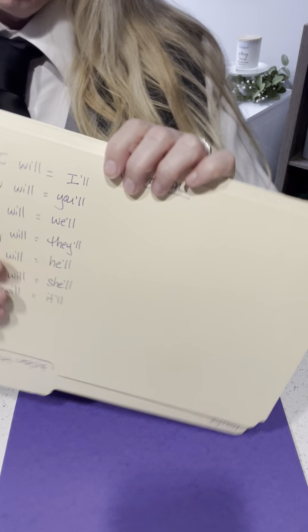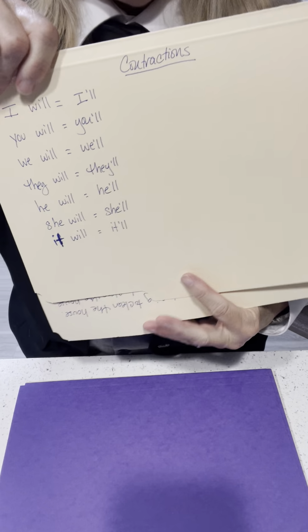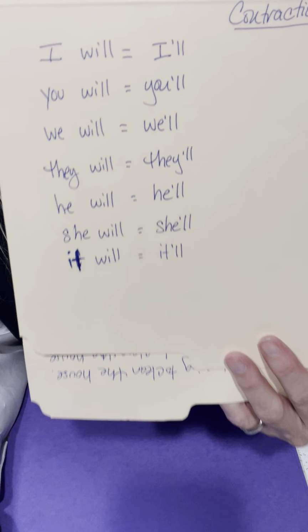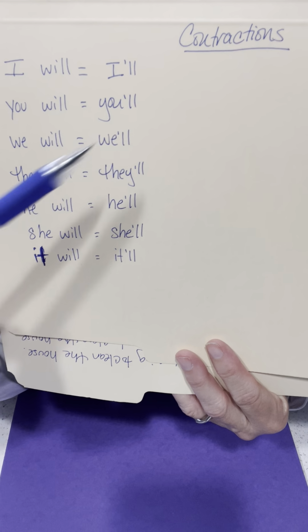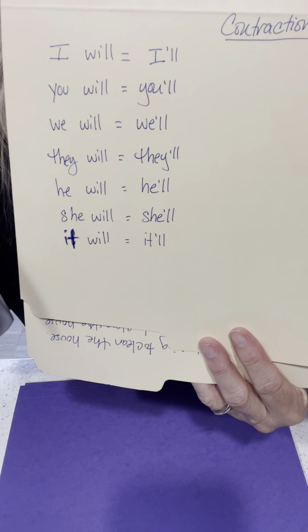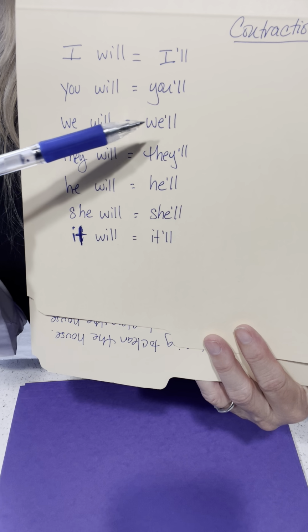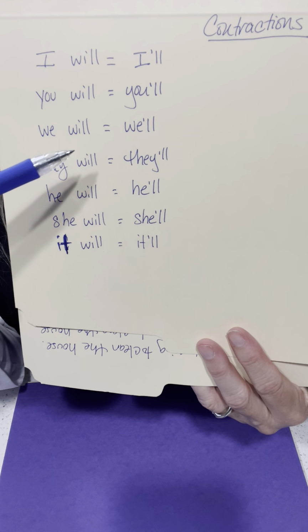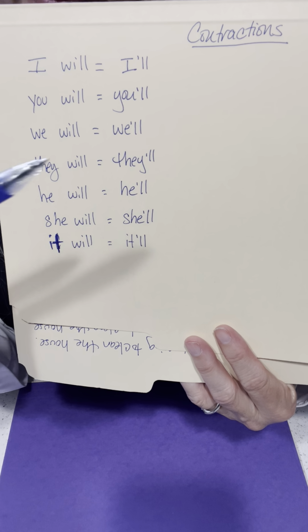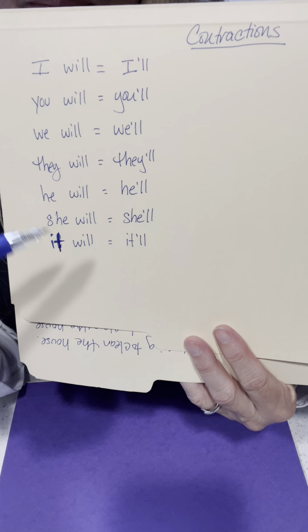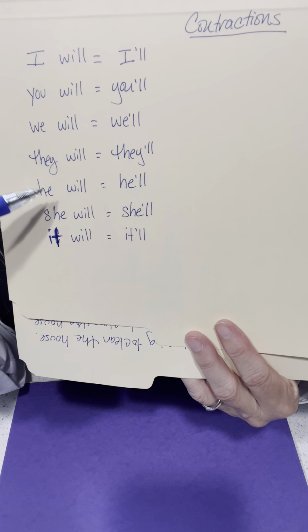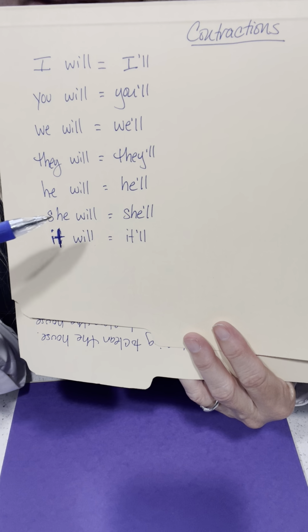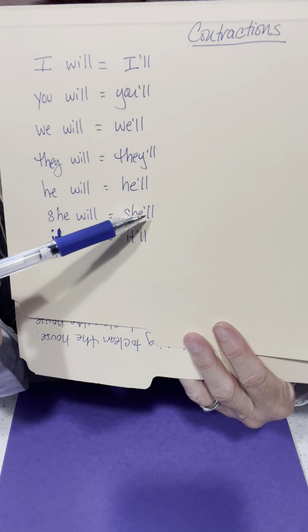Okay, one more thing. Let's just talk about the contractions. And the issue here really is the pronunciation for most students. But let's contract I will. So I will becomes I'll. You will, you'll. We will, we'll. And don't forget the apostrophe with a contraction. They will, they'll. He will, he'll. She will, she'll.